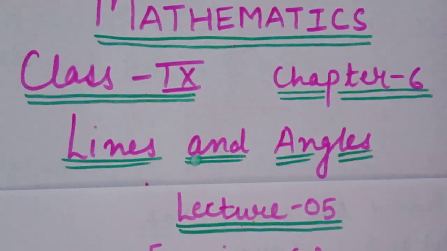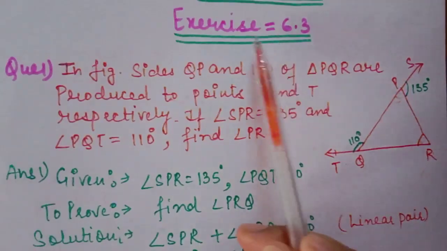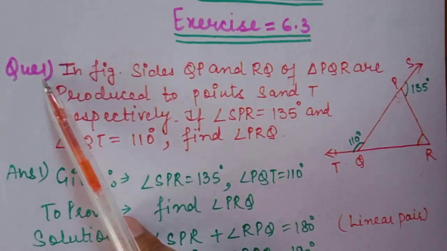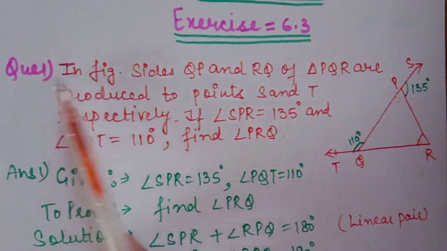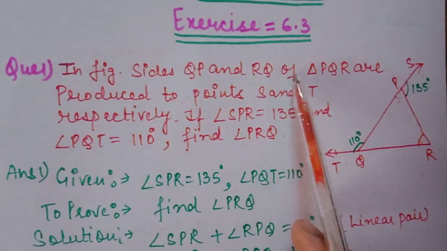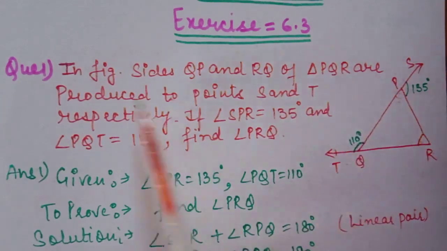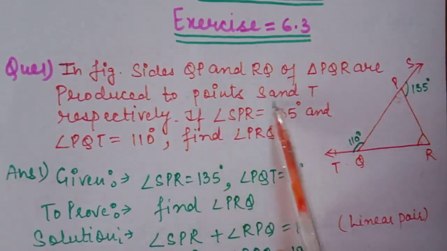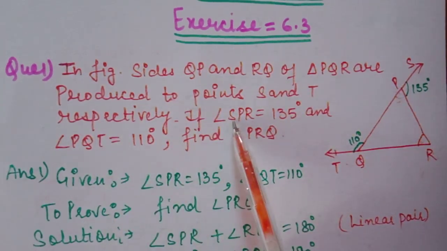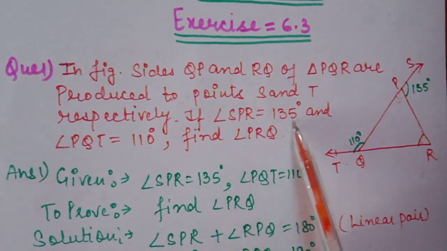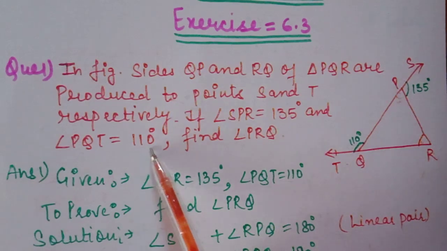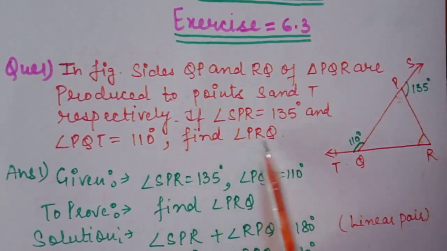Today's lecture is all about exercise 6.3. So, we will go with question number first. Question number first is, in the given figure, sides QP and RQ of triangle PQR are produced to points S and T respectively. If angle SPR is 135 degrees and angle PQR is 110 degrees, then find angle PRQ.